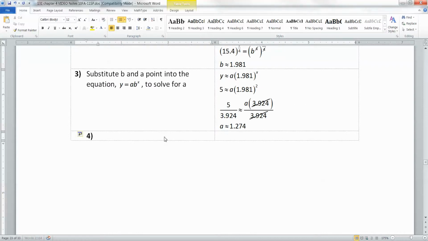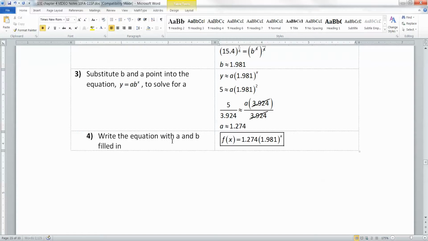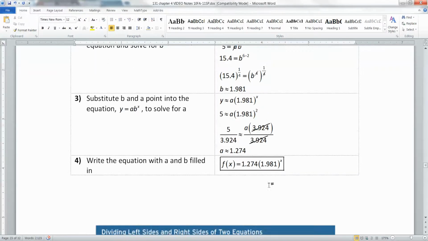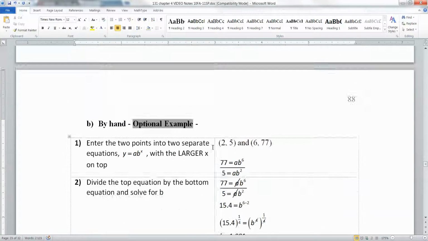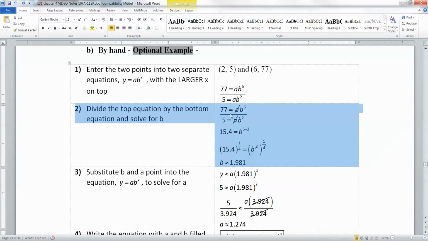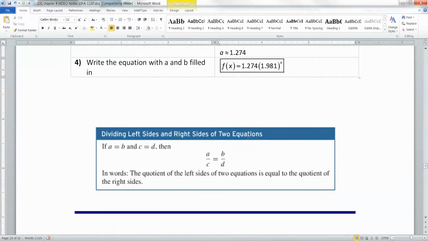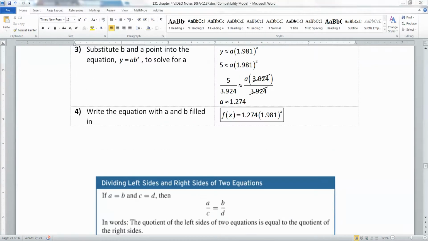So step 4, write the equation with a and b filled in. And there it is. Perfect. And I think we are done with this section. And the box at the bottom, by the way, was just telling us that it was totally valid for us to do this step right here, that you can divide equations. That's all that bottom box is saying, that this is totally okay. And we're done.